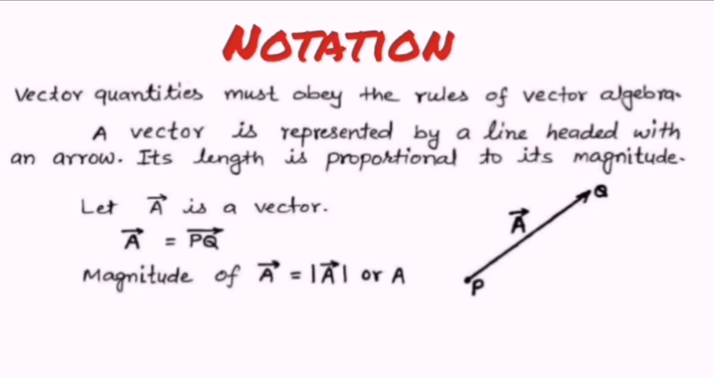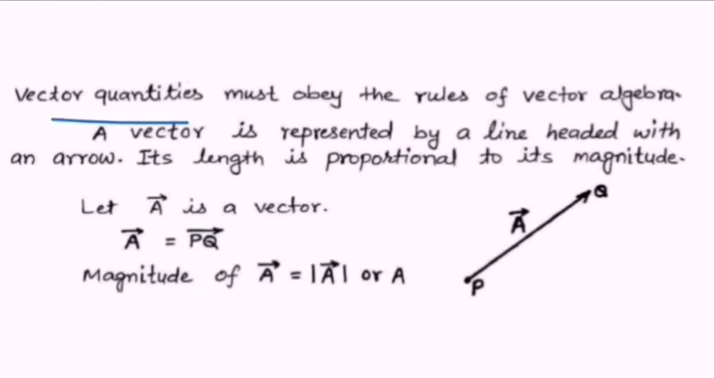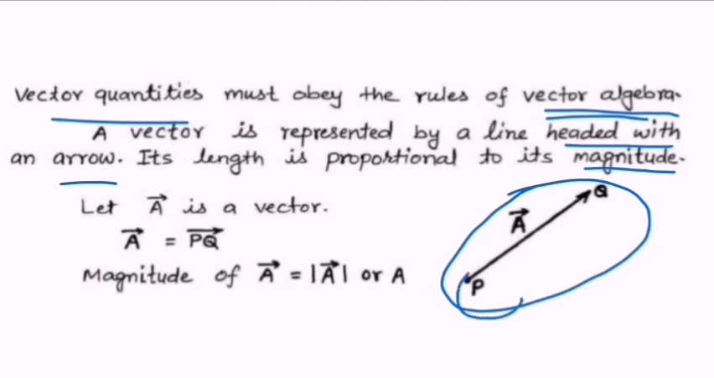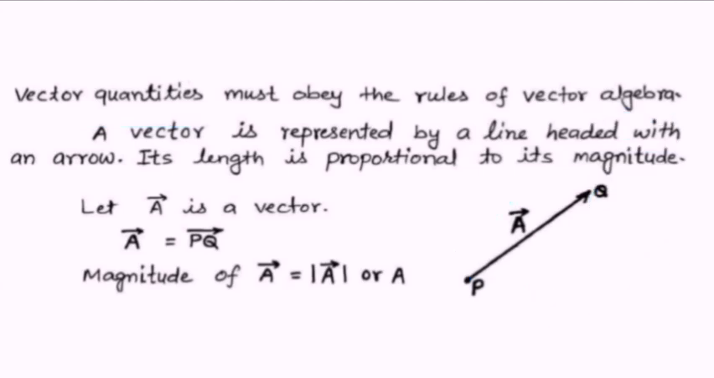Now vector quantities must obey the rule of vector algebra. A vector is represented by a line headed with an arrow. Its length is proportional to the magnitude. Let A is a vector. A is equal to PQ. P is the initial point and Q is the terminal point. Magnitude of A is equal to A magnitude. Expressed is like this.